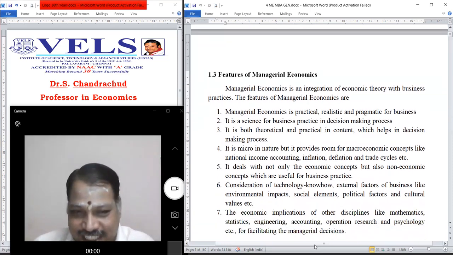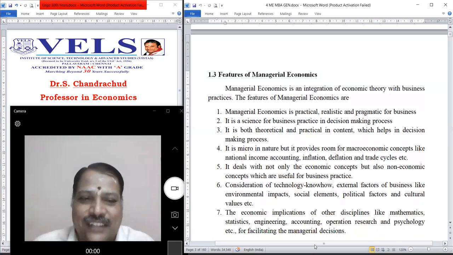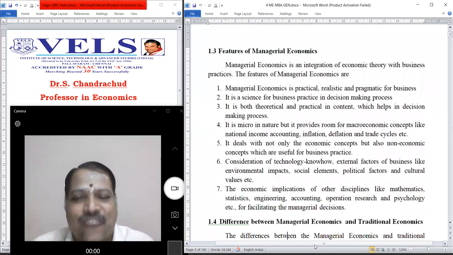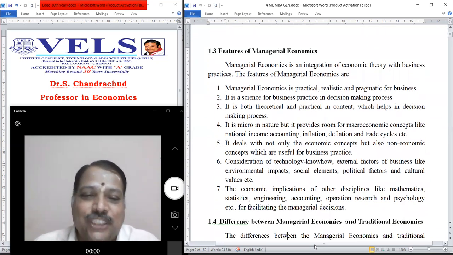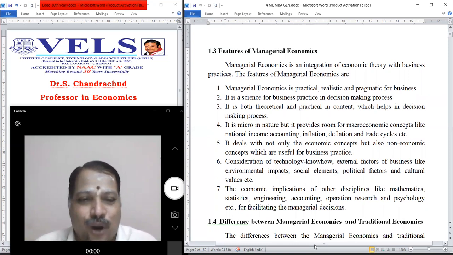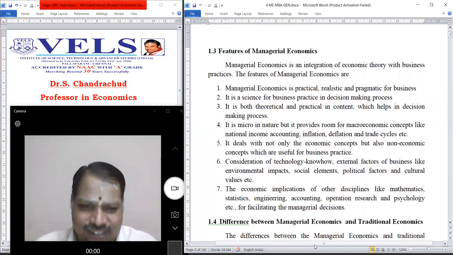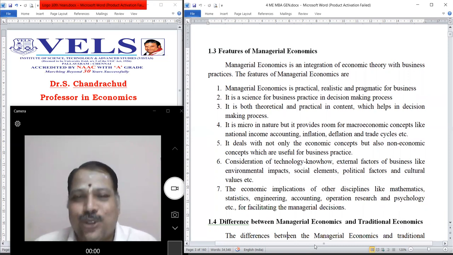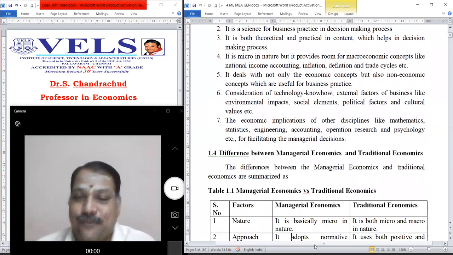Consideration of technological know-how, external factors of business like environmental impact, social elements, political factors, and cultural values, all these also will be included in the managerial economics. And finally, the economic implication of other disciplines like mathematics, statistics, engineering, accounts, or psychology, all these disciplines will be considered in order to facilitate the managerial decisions. So these 7 are the features of managerial economics.